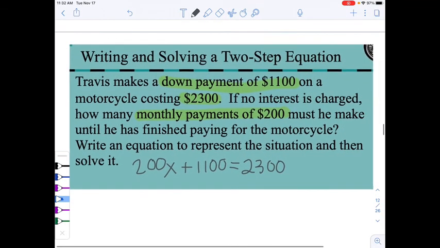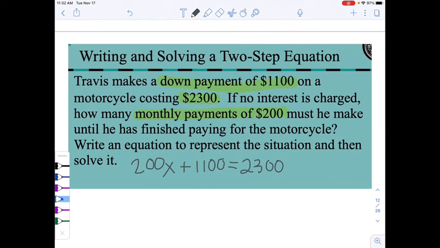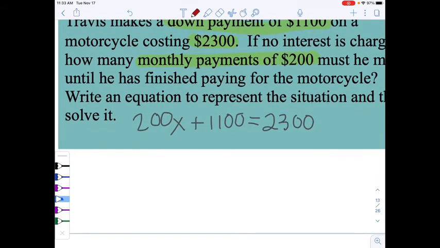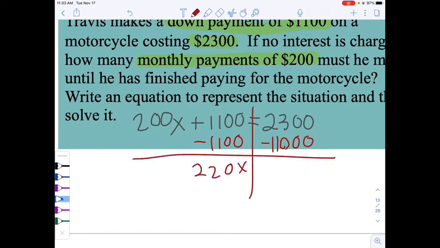Once we have our two-step equation, we're then going to follow our steps. So the first step is add up. We don't have to add up. Then we have distribute. Don't have to distribute. Then we have combine like terms. Can't do that either. Now we have to get rid of our constant. Our constant is 1,100. It's a positive, so the opposite of that is subtraction. So I'm going to take away 1,100 from both sides. That leaves me with 200x equals 1,200.